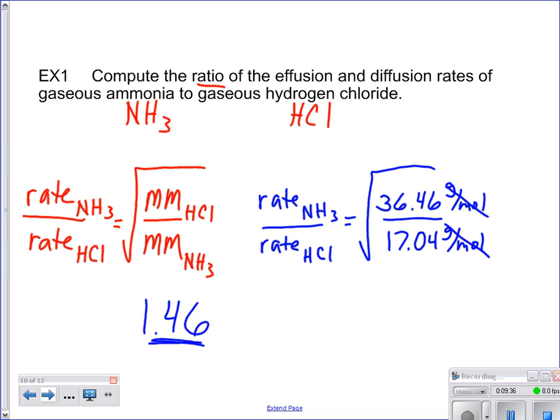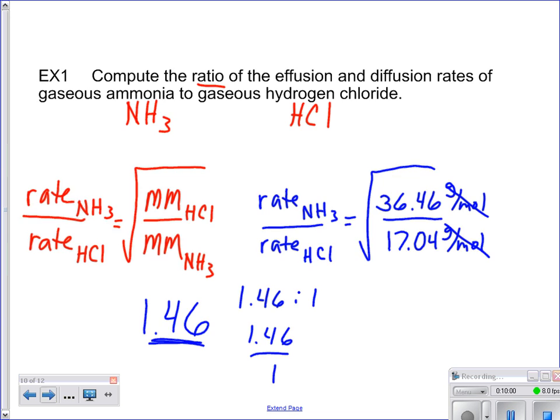So if it says compute the ratio, lots of times people will write it like this or like that. I'm not going to get real hung up on that. Make sure that you understand which gas is traveling faster, and it's traveling 1.46 times as fast. So that's when you're just calculating that ratio or the rate, trying to figure that out.